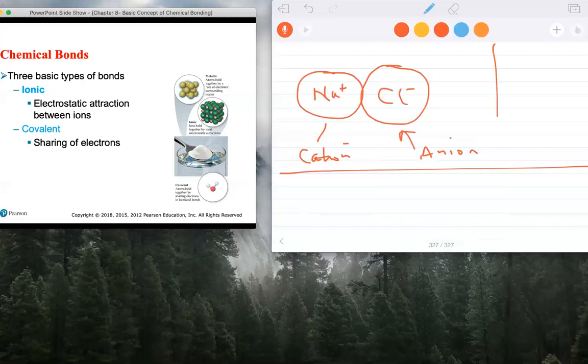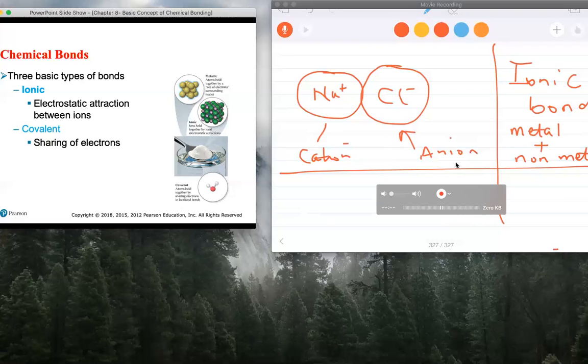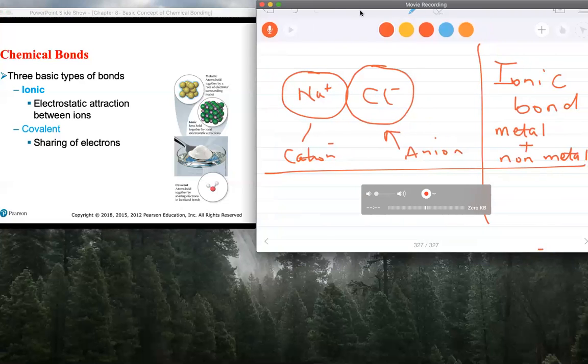Here is ionic bond, formed between metal, you know where metals are on the periodic table, plus non-metal. So it's not only sodium and chlorine. You can have any non-metal, all right? You can have any metal. By looking at the chemical formula, you can say, oh, this has ionic bond.